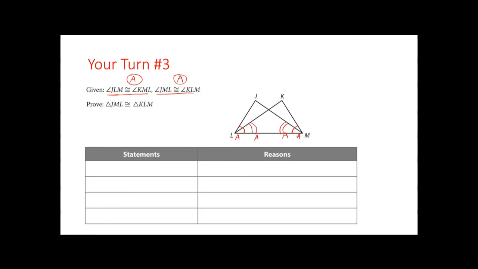But now we need what? We need a side. Could we use the reflexive property perhaps to get us a side? If so, let me know. Which side can we probably use with the reflexive property? So go ahead. Let's start filling these out. Make some statements. They gave us some things, and we could probably find a side. So let me know what you got.